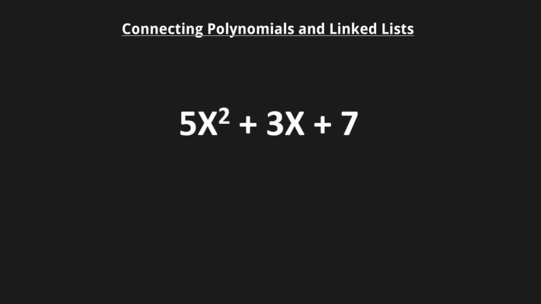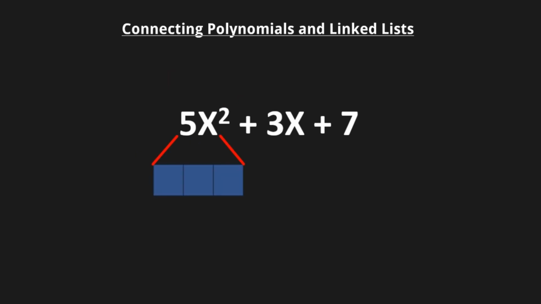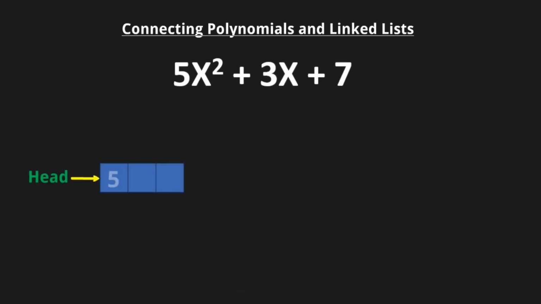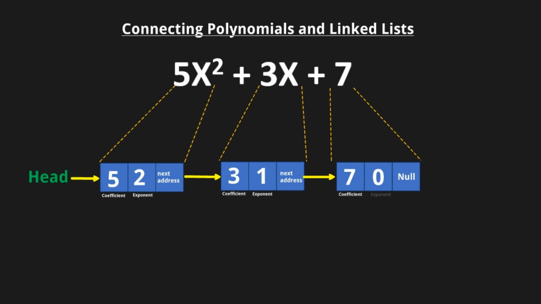In a polynomial, each term has two parts, a coefficient and an exponent. One node can easily represent one term by holding both pieces of data. Take the polynomial 5x squared plus 3x plus 7 as an example. This expression can be broken down into individual terms where each node holds two values, a coefficient and an exponent.